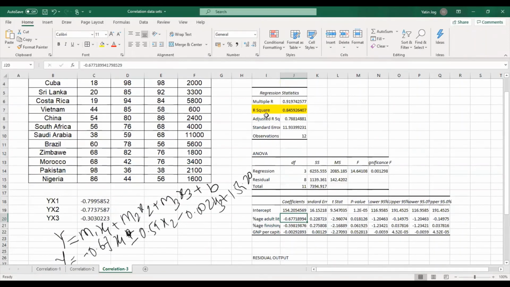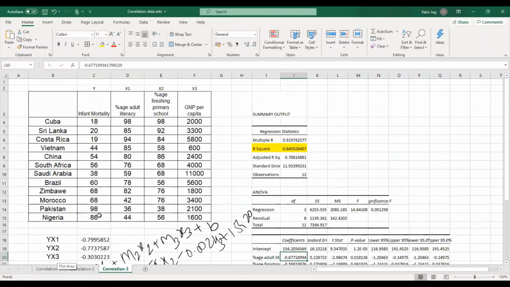So this R square is trying to tell me how good my data model is, how accurately I can predict y using these three independent variables. R square is 0.8459. That means up to 84% of variation in y can be explained by these three x values, which is a good value. Considering R square as 0.84, which is a good value.